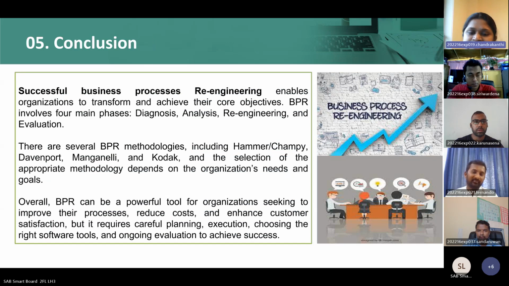Successful business process reengineering enables organizations to transform and achieve their objectives. BPR involves four main phases: diagnosis, analysis, reengineering, and evaluation. There are several BPR methodologies. Selection of the appropriate methodology depends on the organization's needs and goals. Overall, BPR can be a powerful tool for organizations seeking to improve their processes, reduce cost, and enhance customer satisfaction. But it requires proper planning, execution, choosing the right software tool, and ongoing evaluation to achieve success.